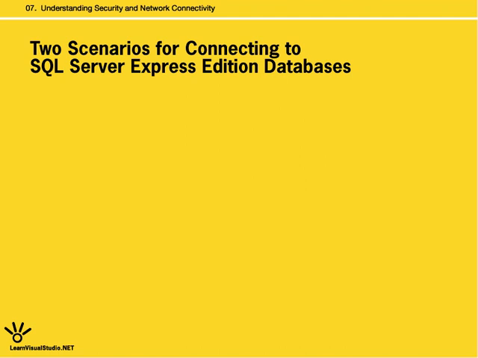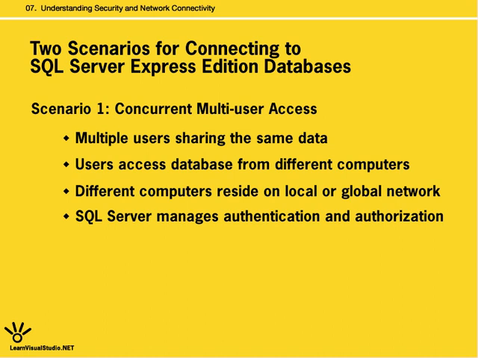So what are your options when you start to consider how your application will communicate with the database? What if you need each user to have their own copy of the data so that there's no sharing between the users? Or what if you need users on different machines to all share the same data through the network? So there are two basic connectivity scenarios that the Express edition of SQL Server 2005 supports.